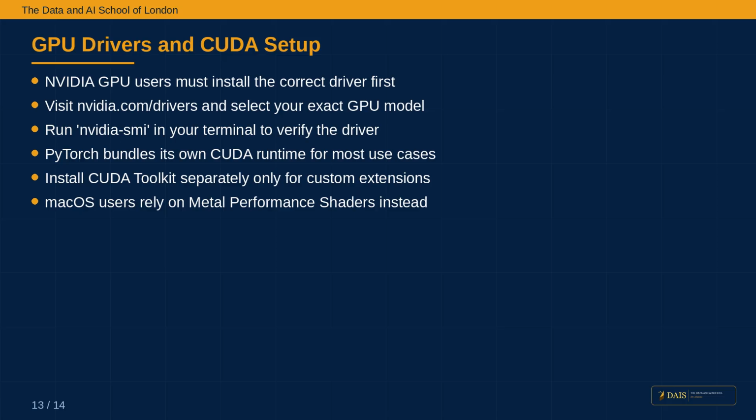For most AI engineering work, you do not need to install the full CUDA toolkit separately. PyTorch bundles its own CUDA runtime. Only install the toolkit independently if you plan to compile custom CUDA extensions. macOS users should note that CUDA does not apply to Apple hardware. PyTorch uses the Metal Performance Shaders backend instead.